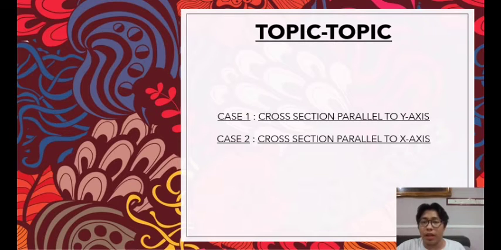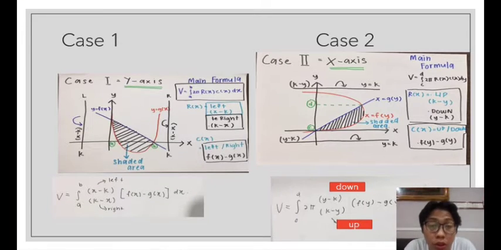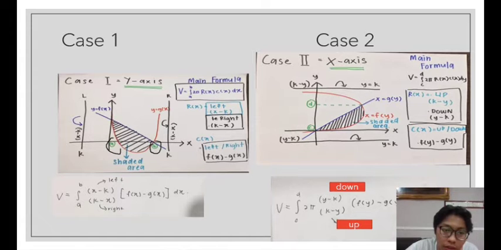This is the topic that I will explain to you, which is case 1 and case 2. They are very similar, but have a little bit of difference. I will show you about case 1 and case 2, which is y axis for case 1 and x axis for case 2. The main formula is quite the same, but the difference is at the AB and DC, which is here. AB is here, which is vertical, in the x line, and the y line is DC.